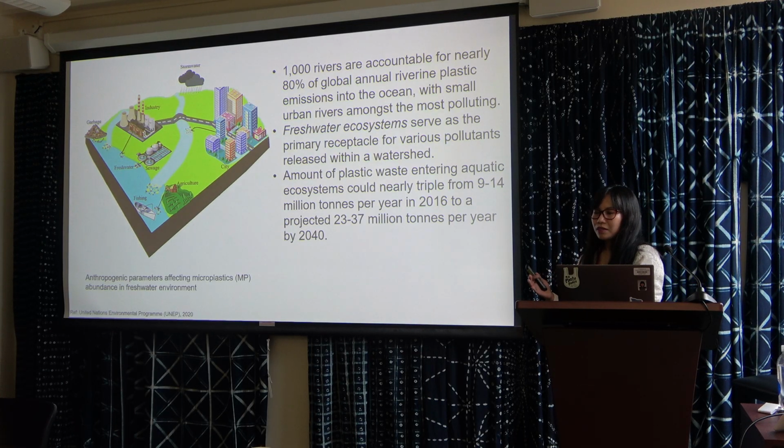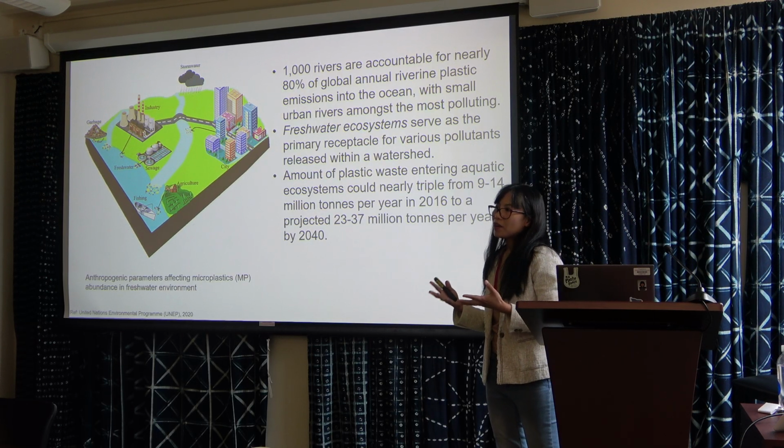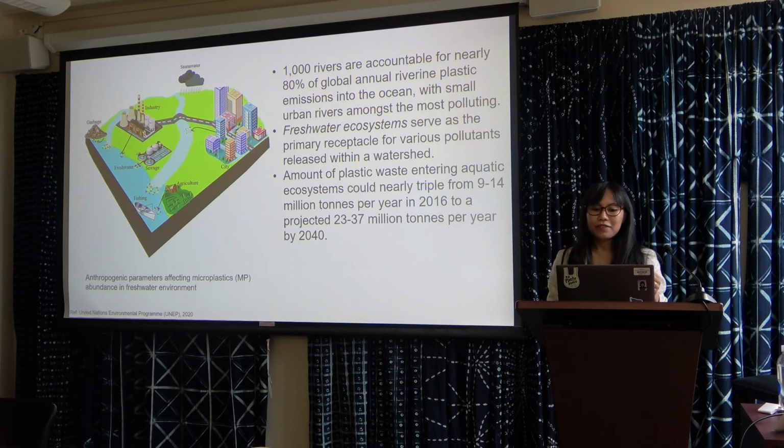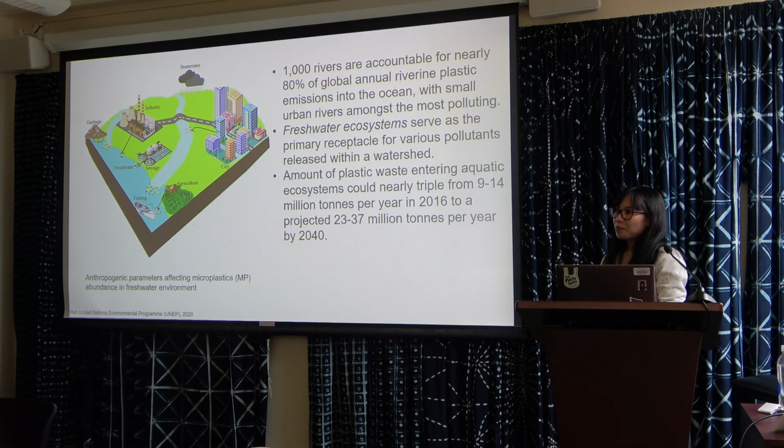Because my talk today will focus on freshwater, let me go back to the water. According to the data, in our world nearly 100,000 rivers are accountable for nearly 80% of global annual plastic emission into the ocean. But when we think about this plastic coming to the ocean, where does it originate? It originates from our freshwater ecosystem. The freshwater ecosystem serves as the primary receptacle for various pollutants released within our watershed.